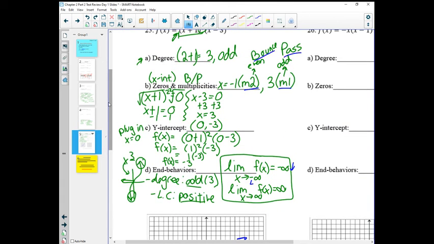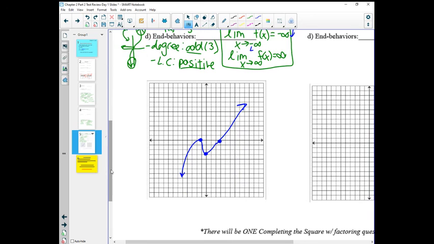That's what gave us the bouncing and passing. And this also goes up because that's what the end behavior said. So that's what our graph is going to look like.